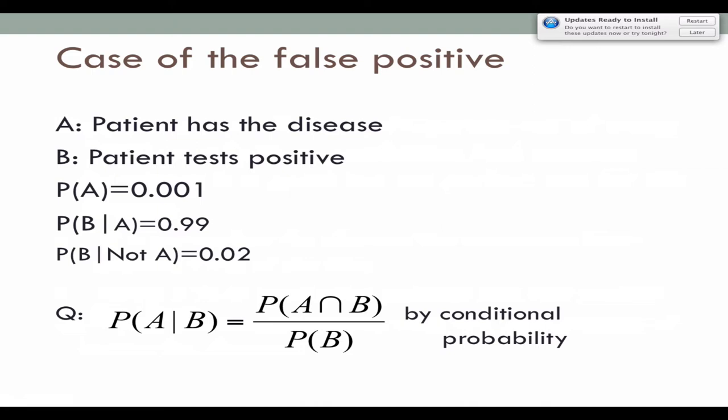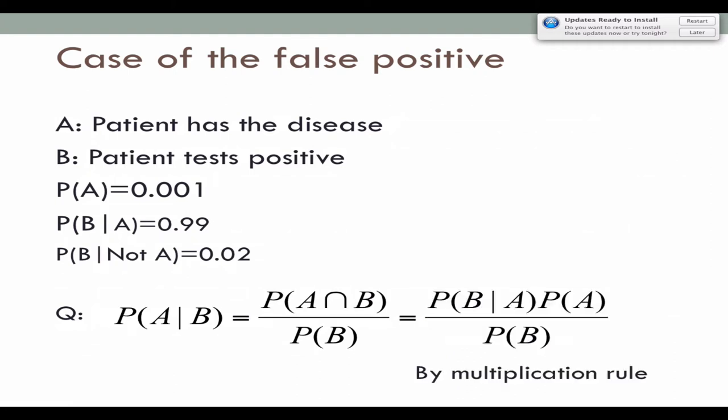I need to go back to the slides. So in order to calculate the probability of A given B, using the conditional probability rule, we know it equals the probability of A intercept B divided by the probability of B. We can further write the probability of A intercept B, using the multiplication rule, as P(B given A) multiplied by P(A).